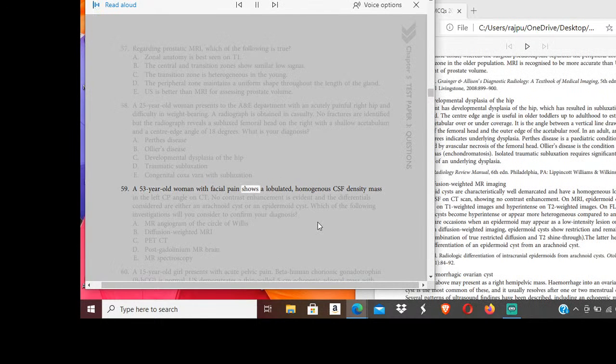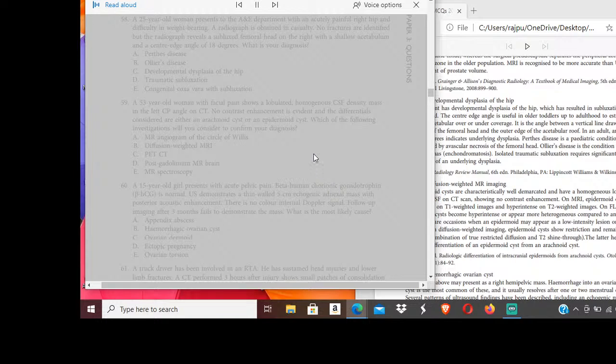59. A 53-year-old woman with facial pain shows a lobulated, homogeneous CSF density mass in the left CP angle on CT. No contrast enhancement is evident and the differentials considered are either an arachnoid cyst or an epidermoid cyst. Which of the following investigations will you consider to confirm your diagnosis? A. MR angiogram of the circle of Willis. B. Diffusion-weighted MRI. C. PET CT. D. Post-gadolinium MR brain. E. MR spectroscopy.